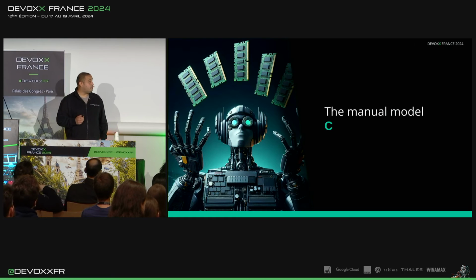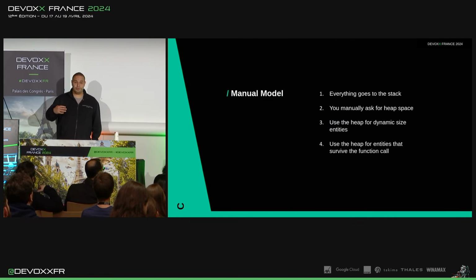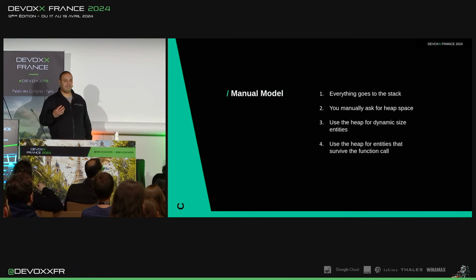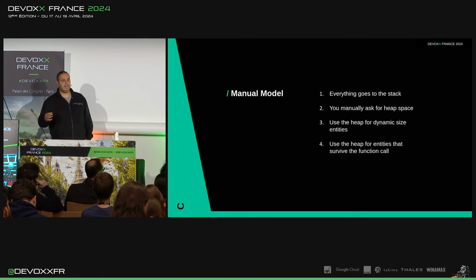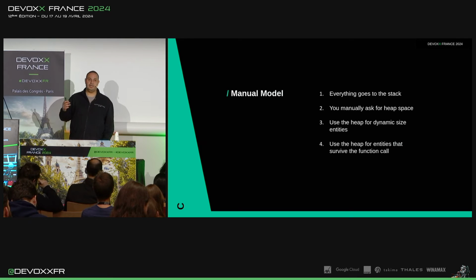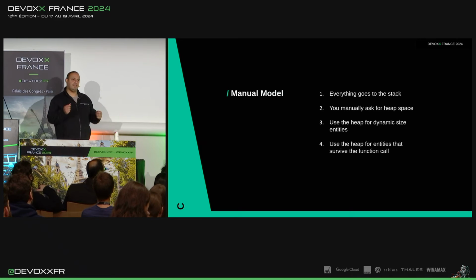I'm not going to go much through the manual memory model, because it is exactly what we have seen so far. You do mallocs, you do frees, it's all your responsibility. In C, basically, everything goes to the stack. If you want something in the heap, you have to call malloc and you have to call free. There are libraries that are going to do that for you and things like that. But at the end of the day, you need to call malloc and free somewhere in your code or in your libraries. The heap is used for dynamic sizes and for things that survive the function call.